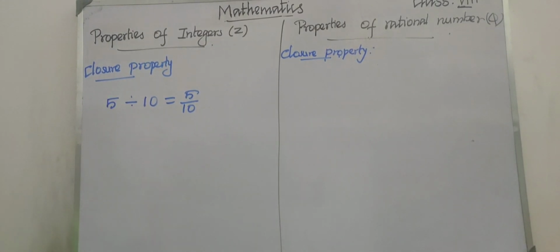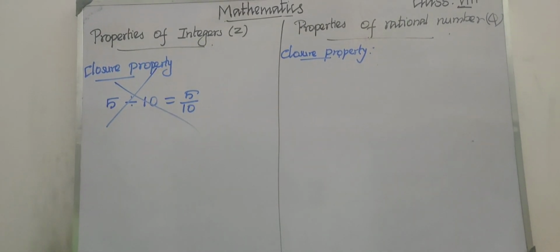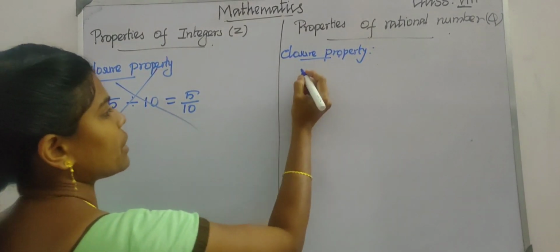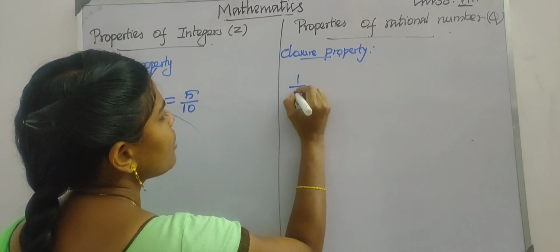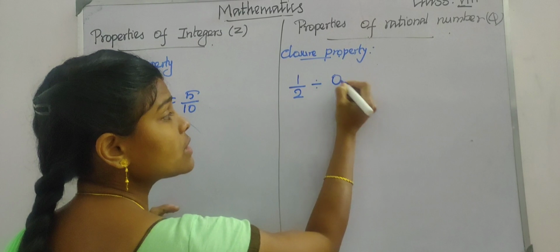So the division of integers does not hold closure property. Okay children? Division of integers does not hold closure property. Okay, so let us try for rational numbers. See, 1 upon 2 divided by 0.